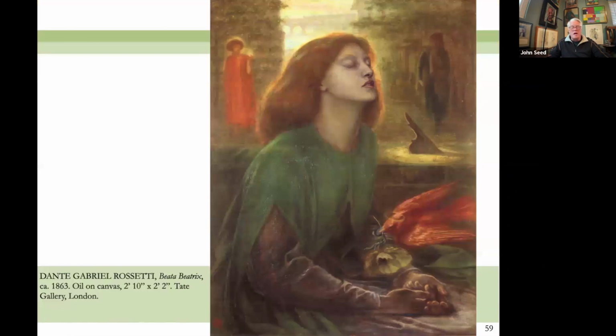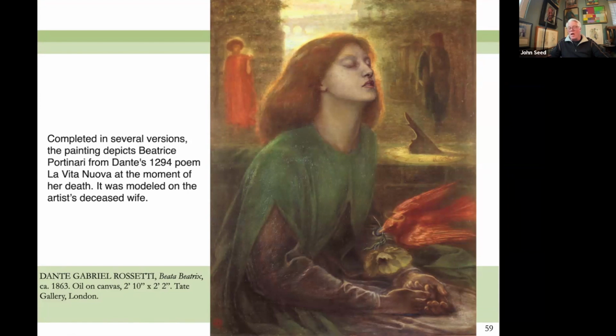Or in the work of Dante Gabriel Rossetti, he was contemplating the death of his wife some years before, but also referring to a poem by Dante when he made this painting that has a title, if you translate it, The New Life. And so in a way, it's a painting about resurrection, but the resurrection of a woman rather than the resurrection of Christ.